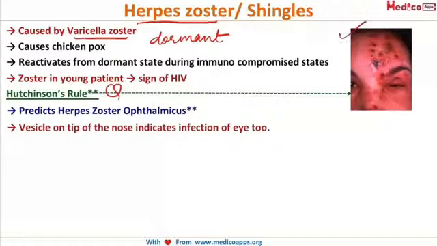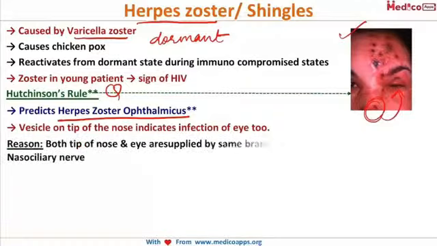Now look at this picture. What does this Hutchinson's rule do? It predicts whether the herpes virus will affect the cornea or the eye or not. In this condition, we call it herpes zoster ophthalmicus. If the herpetic vesicle is present on the tip of the nose like this, it indicates that the eye is infected as well, and that you have to treat the eye as well. This is the famous Hutchinson's rule. What is the relation between the nose and the eye? Both the tip of the nose and the eye are supplied by the same branch, the nasociliary nerve. Nasociliary: nose and your eye.